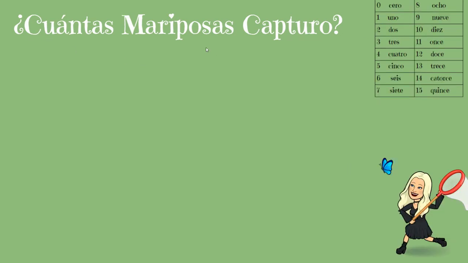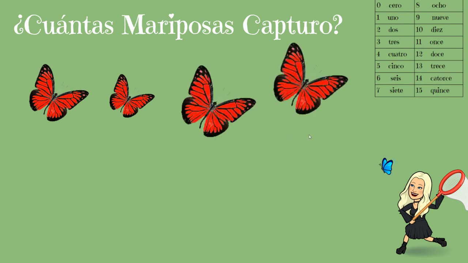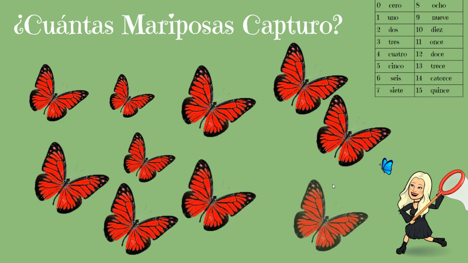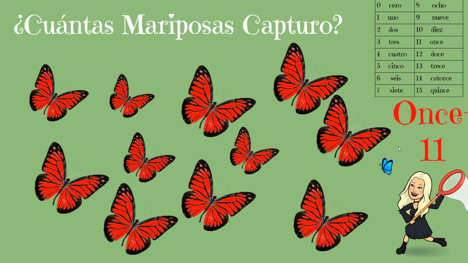All right, here we go. ¿Cuántas mariposas capturo? How many mariposas do I capture? Go ahead, shout out a guess in Spanish. Make sure you say it in Spanish. Okay, here we go. Let's count. 1, 2, 3, 4, 5, 6, 7, 8, 9, 10, 11. Hay 11 mariposas. Did you guess it correctly?